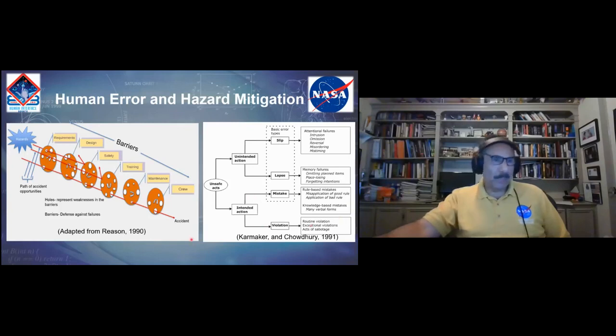This one down here, for the most part, I have to say, is not a big issue for NASA. We don't do violations, acts of sabotage, and things of that sort. That's very uncommon, but I'm sure it can happen in the industry where you have a disgruntled employee that wants to destroy the plant or whatever.